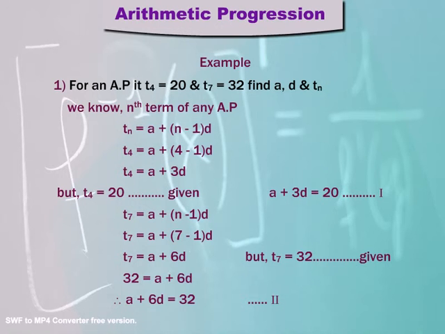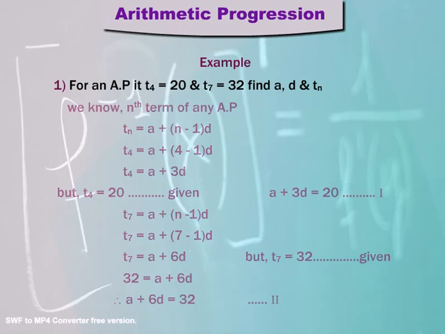T7 equals A plus 7 minus 1 into D. T7 equals A plus 6D. But T7 is given as 32. So 32 equals A plus 6D. Therefore A plus 6D equals 32.